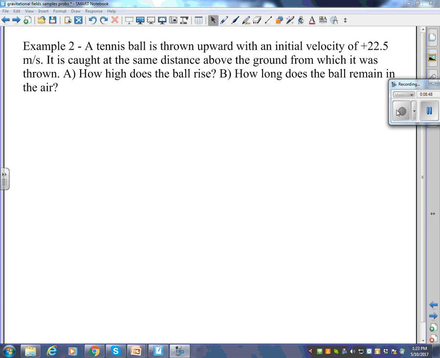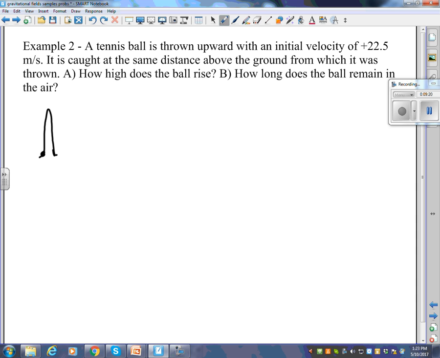Similar kind of question here. A tennis ball is thrown upward with an initial velocity of plus 22.5. It's caught at the same distance off the ground from which it was thrown. So in other words, the displacement is 0, because it's thrown from shoulder height, tossed up, Leo, and caught at the same point. How high does the ball rise and how long does the ball remain in the air? So it's straight up and then coming down.